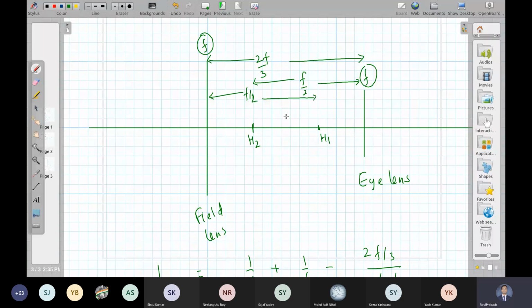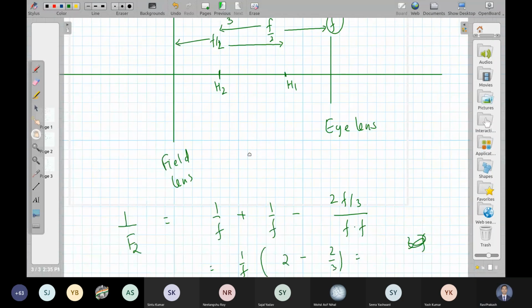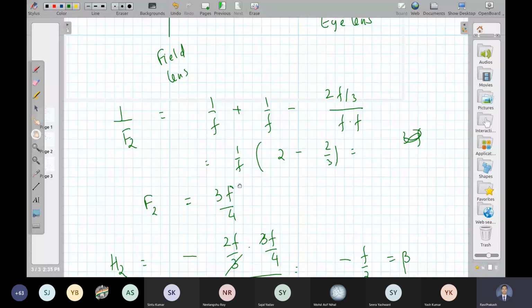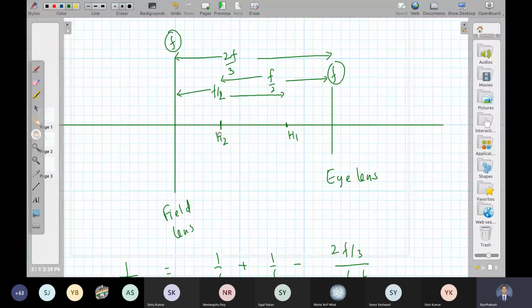Now, where is the focal point? It is 3f/4. So f2 is on the right of h2 at a distance of 3f/4. So f/2 is this distance and f/4 extra. 1, 2, 3, 4, 5, 6. So here we have f2, and similarly 1, 2, 3, 4, 5, 6. Here we have f1. This distance is f/4.